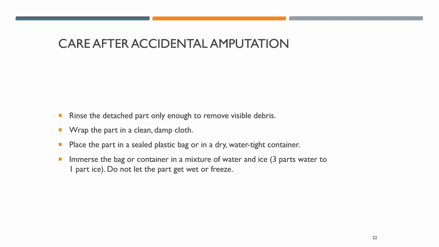Some nursing information for you. If there is an accidental amputation, we would rinse the detached body part to get any visible debris off, wrap that part in a cloth and put it in a sealed bag in a dry container, and you want to put that on ice. Don't let the part get wet or freeze if you put it on ice, because sometimes they have been able to reattach a finger. I've seen them reattach someone's finger, so that's what I'm familiar with. They had put the finger on ice, the patient came in, and they were able to reattach it.